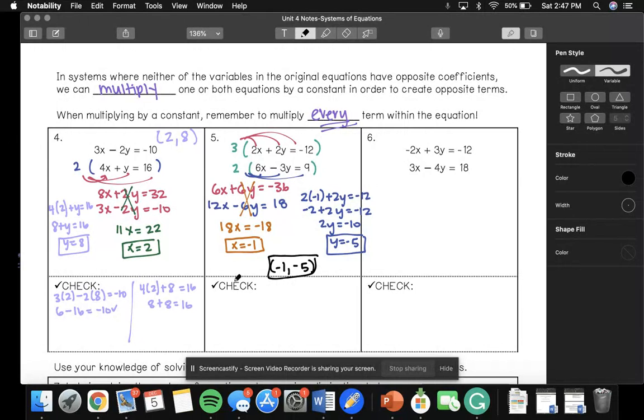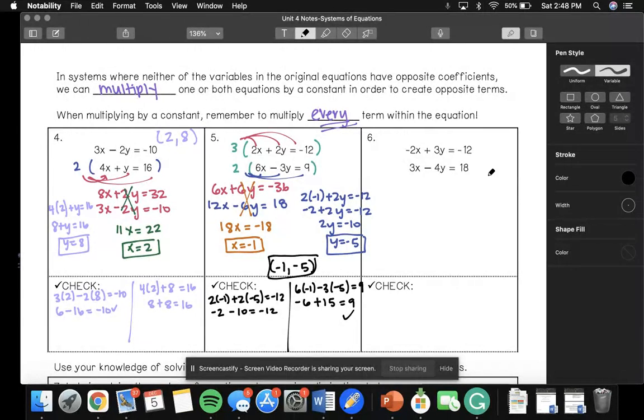And again, I can always check myself. 2 negative 1s plus 2 negative 5s should equal negative 12. Negative 2, negative 10 does equal negative 12. So we are awesome. 6 x's, 6 negative 1s minus 3 negative 5s should equal 9. Negative 6, positive 15 does equal 9. So boom, we are correct.